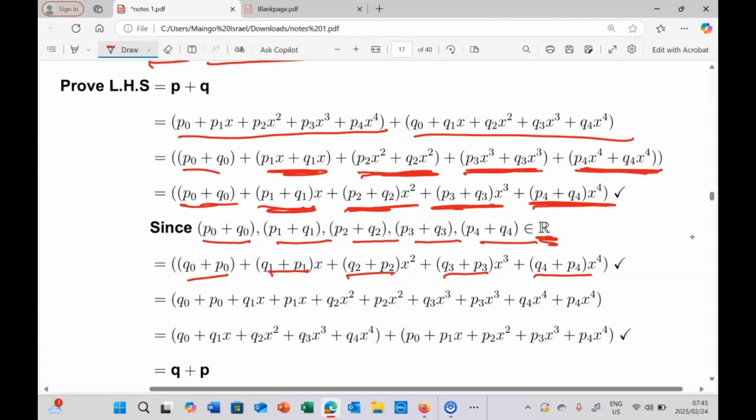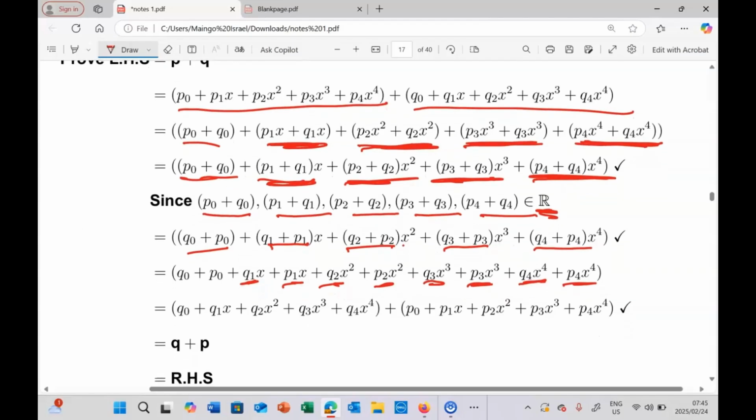So then after commuting, we expand again. So we know that this is q naught plus p naught. When multiplied by x, this is q1x, p1x, plus q2x squared, p2x squared, q3x cubed, p3x cubed, q4x to the power 4 and p4x to the power 4. We just multiply by those x squared, x cubed, and x to the power 4. We remove the brackets.